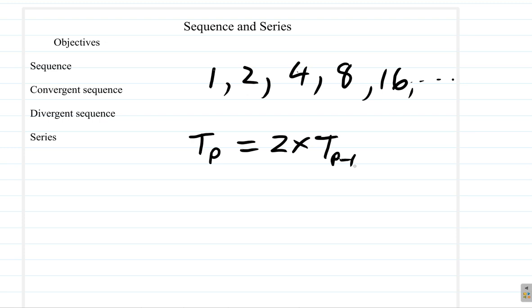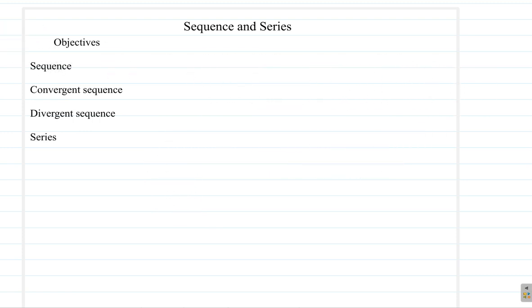So that would be a general rule for this sequence. Suppose you have another sequence. Suppose you have 1, -2, -5, -8, and so on and so forth.